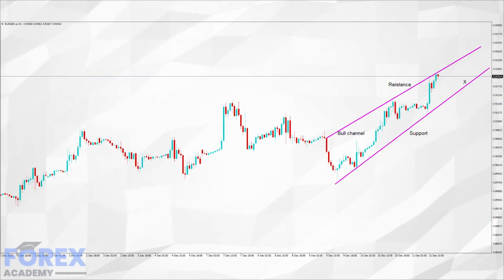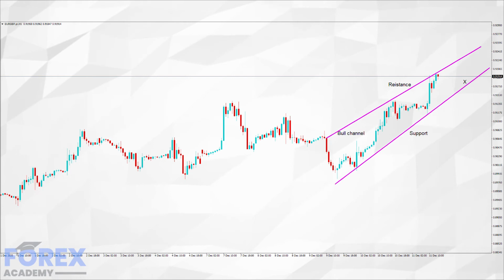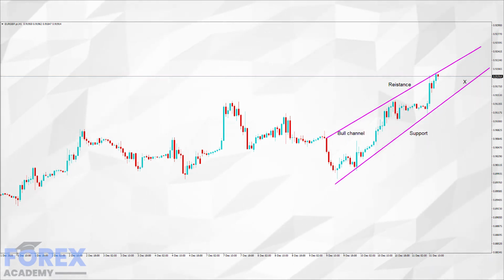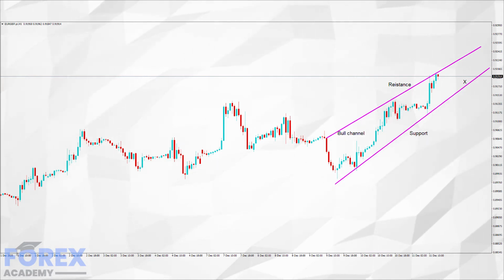Firstly, we need to bring the chart down to a smaller time frame such as the 1 hour. Here we can see a defined bull channel, with areas of support at 2 points and areas of resistance at 2 points. These are shown by the exchange rate touching the two purple lines. We might consider going long at the pullback to the support line, perhaps somewhere around the X mark.